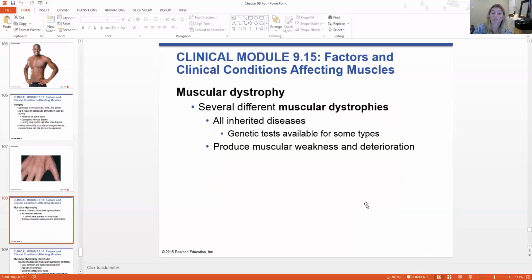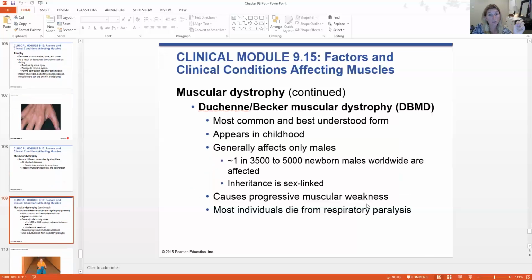There's also muscular dystrophy. Muscular dystrophy is an inherited disease. It's kind of a category of diseases where the muscles will weaken and deteriorate over time. There's Duchenne or Becker muscular dystrophy. This is the most common form. It appears in childhood and affects mostly males. 1 in 3,500 to 5,000 males are born with it. It is a sex-linked trait, which means it's carried on the X chromosome, which is why males are more likely to get it than females.